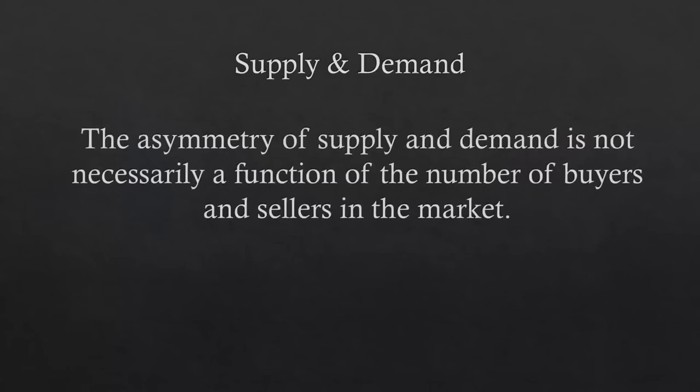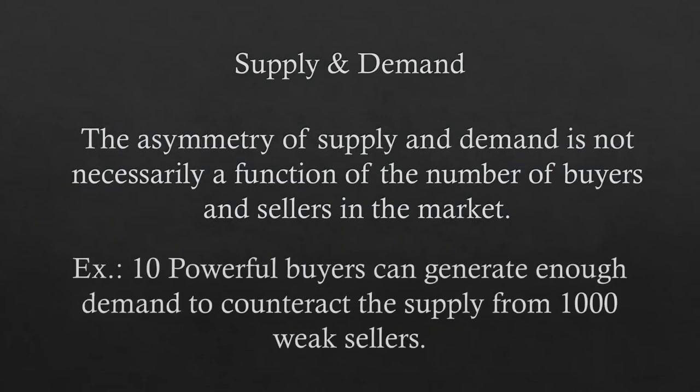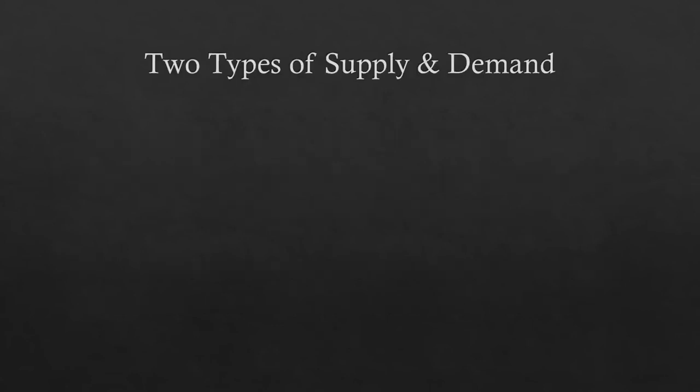The asymmetry between supply and demand is not exactly a function of the number of buyers and sellers in the market. It's a function of their integrated power. For example, 10 powerful buyers can generate more demand than 1,000 weak sellers can generate supply. That's why powerful traders can influence the market in certain situations. At this point, it's useful to differentiate between two different types of supply or demand.